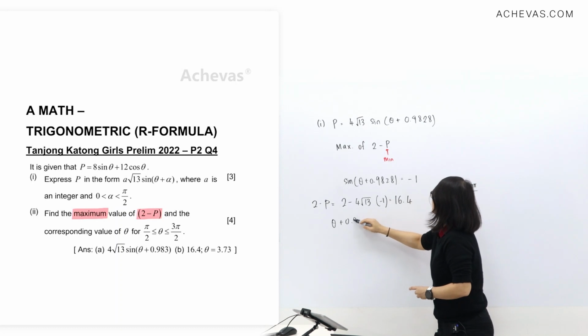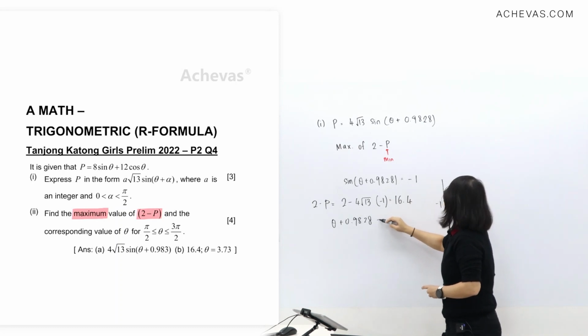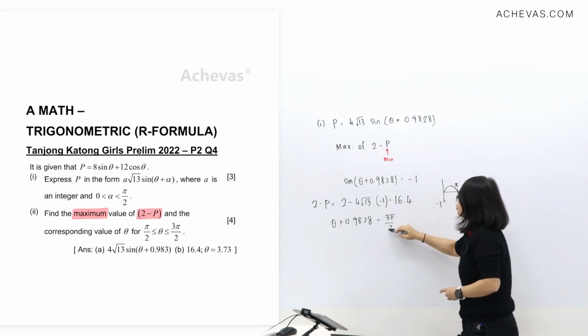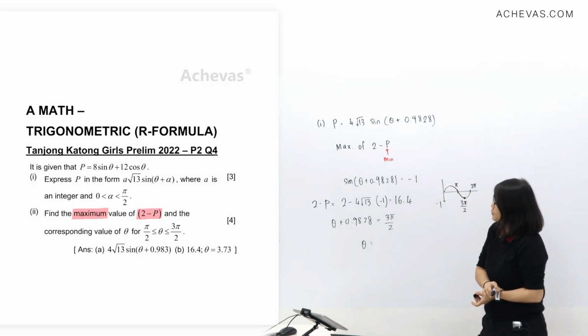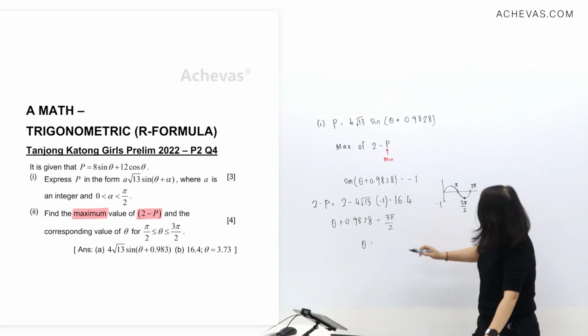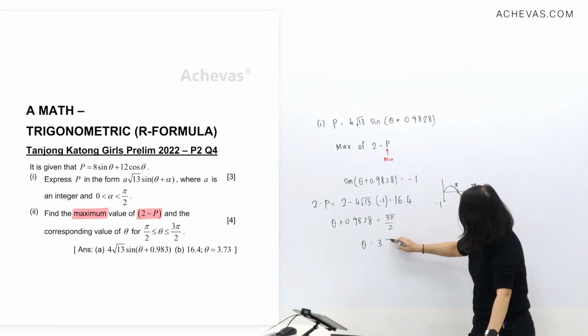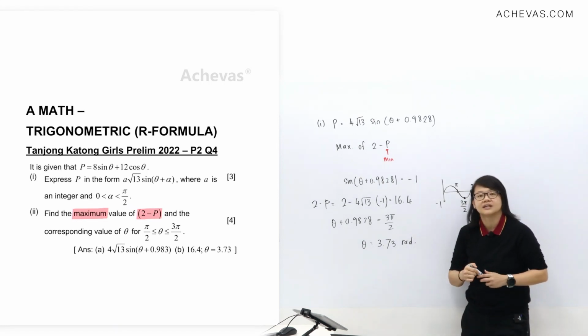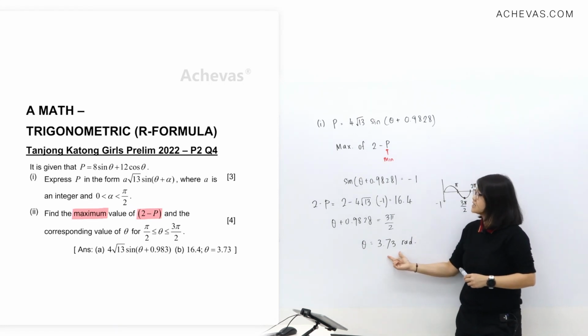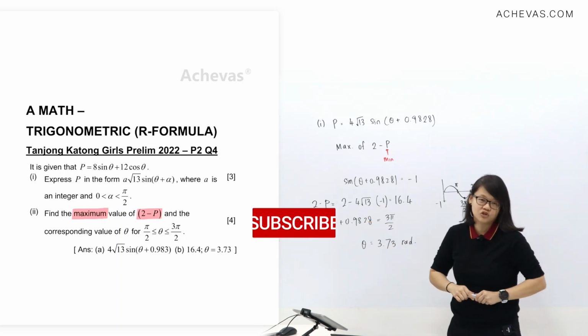So let me take the angle here. Theta plus 0.9828 equals 3 pi over 2. Bringing this one to the right, you do 3 pi over 2 minus 0.9828. I'm going to write my answer in 3 significant figures. That's going to be 3.73 radian. Okay, let's just take note that this answer will be between pi over 2 and 3 pi over 2.